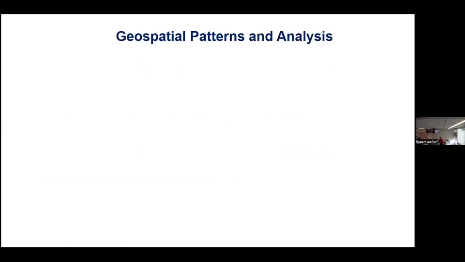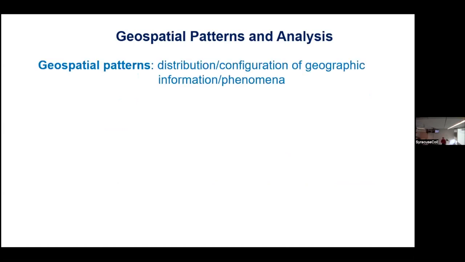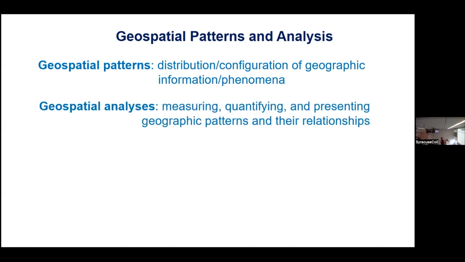Okay, I start from the first one, geospatial patterns and analysis. So what is a geospatial pattern? It basically refers to the distribution or configuration of geographic information or phenomena. The other phrase you want to think about is spatial variation of attributes. And what is geospatial analysis? That means we quantify the spatial patterns using different techniques, and we also study the relationships between or among different spatial patterns.